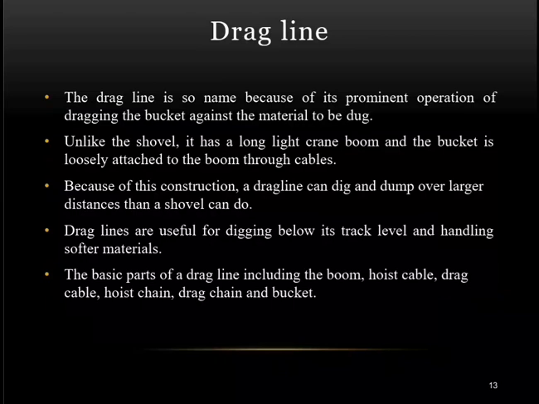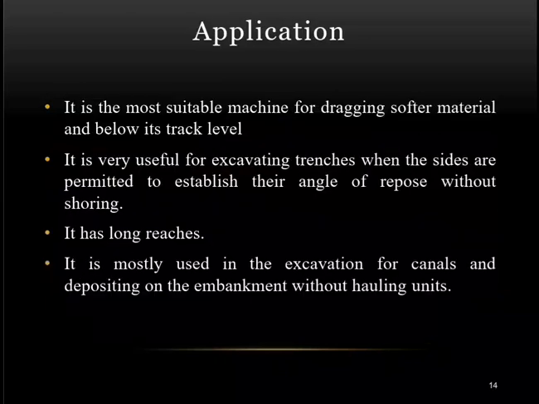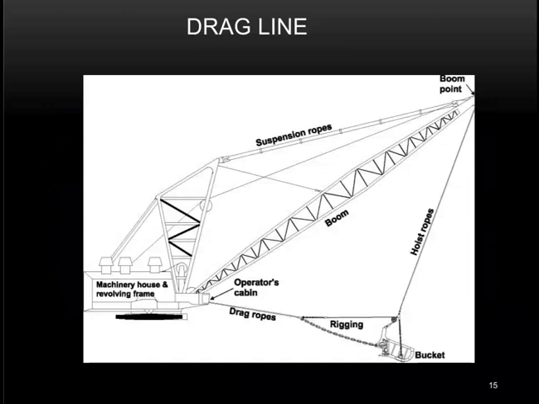The basic parts of a dragline include the boom, hoist cable, hoist chain, track chain and bucket. Applications: it is the most suitable machine for dragging softer material below its track level. It is very useful for excavating trenches when the sides are permitted to establish their angle of repose without sloughing. It has long reach. It is mostly used in the excavation for canals and depositing on the embankment without hauling units. Here you can see it in the image, all components are there.